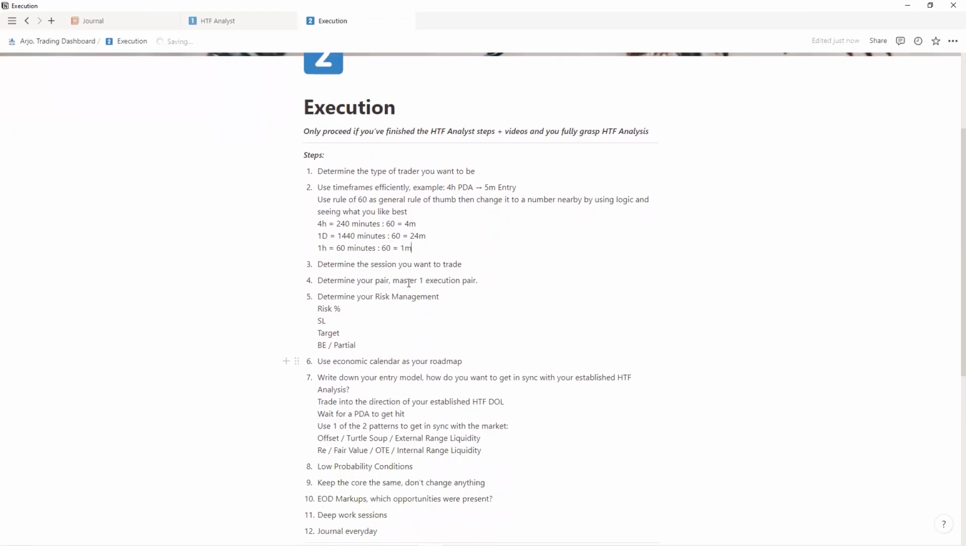So then determine the session you want to trade. This all depends on your personal preference. I don't have an exact view of your time schedule, etc. It's very personal for you to decide this, as well as determine the type of trader you want to be. Do you like the 1M? Does the 1M give you stress? Does the 15-minute give you better entries? For me, I notice the 1M tends to give me stress.